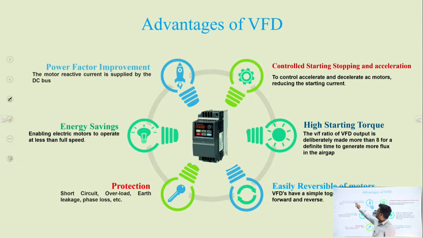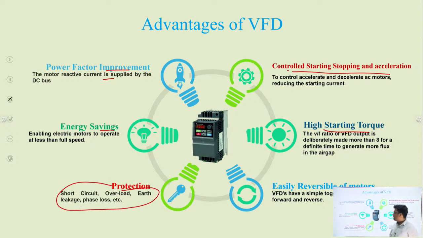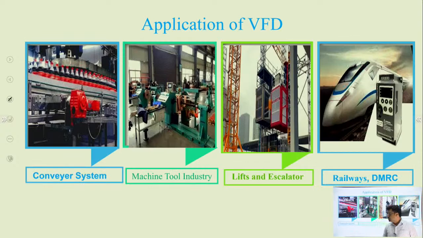We can use it for power factor improvement, as the reactive current is supplied by the DC bus. That's why power factor is improved. We can use it for controlling starting or stopping, acceleration, or throughout the operation as a VFD device. We can use it for energy saving, for higher starting torque, and for protection, like short circuit, overcurrent, and earth leakage. We can use it as a protective device. We can easily reverse the motor. So these are the applications.